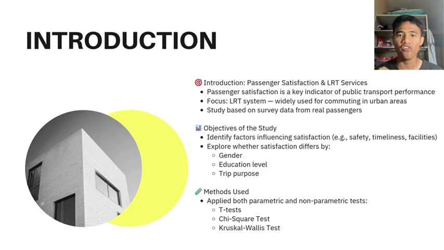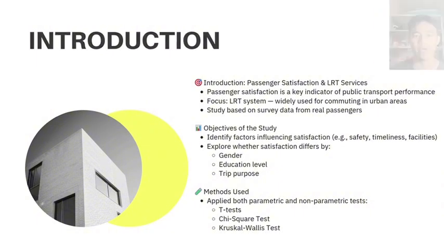A combination of parametric and non-parametric tests including t-test, chi-square test and the Kruskal-Wallis test were used to analyze relationship between variables. This approach provides both general and detailed insights that can help LRT service providers better understand the needs and the expectation of their passengers and identify areas for improvement.